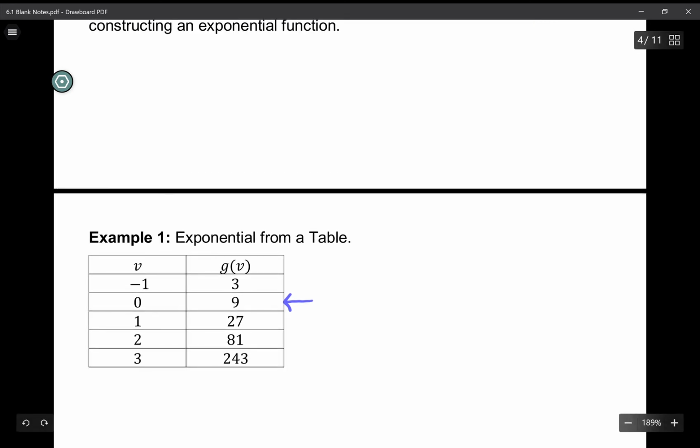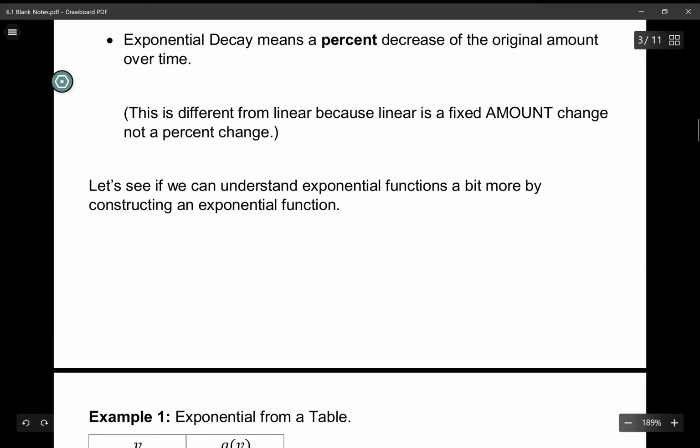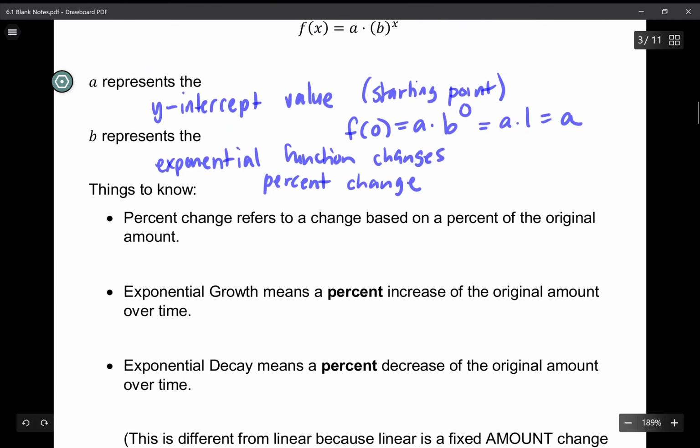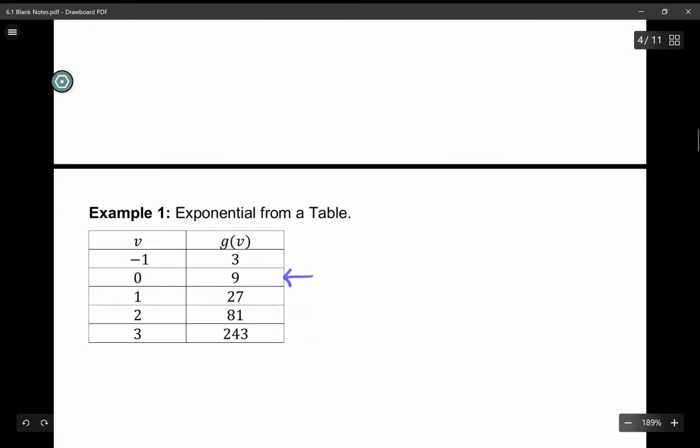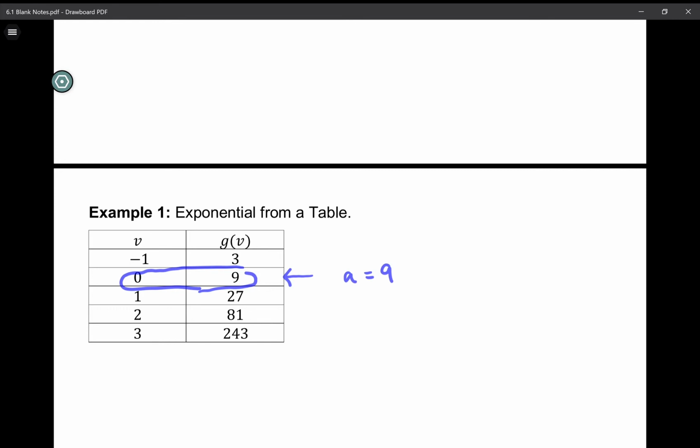Let's start at the 0th value. So the first thing I told you was that your a value up here was going to be your y-intercept. So this tells me right off the bat that a is equal to 9 in this example. Because I'm looking right here and I can see that when my input is 0, my output is equal to 9. So a is equal to 9. And now let's look at the change from year to year.